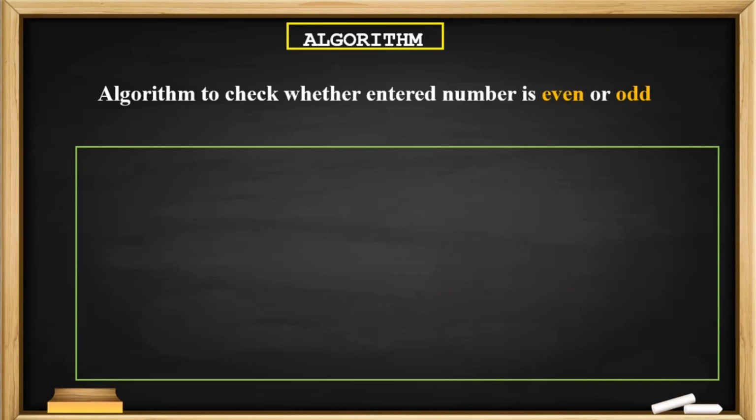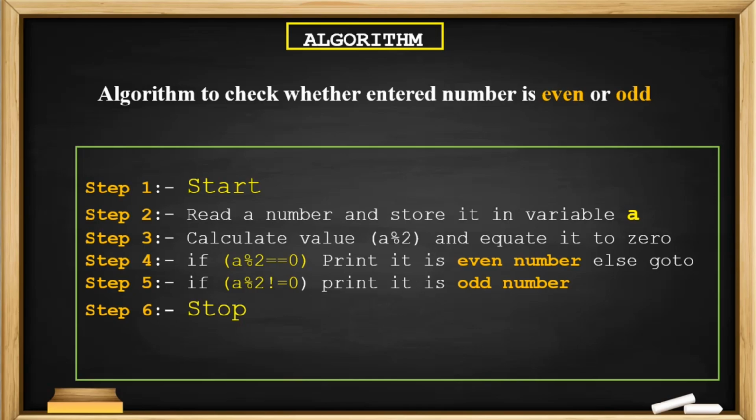We know that algorithm is a stepwise set of instructions to perform a task. Before writing actual program, we shall write an algorithm for our task, which is to check whether number is even or odd. So step 1 is start. In step 2, we read an integer number and store it in a variable a. In step 3, we will calculate a mod 2 and compare it with 0.